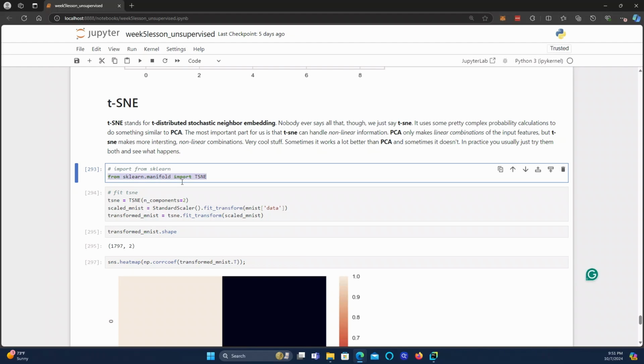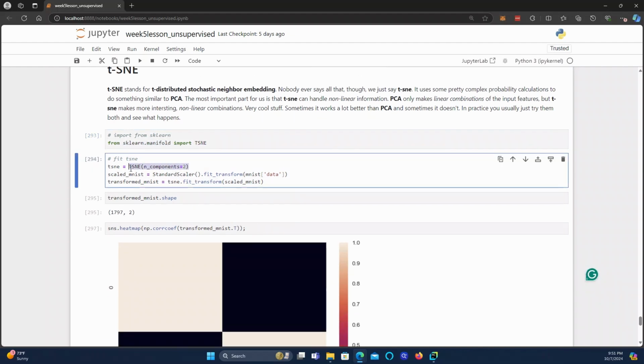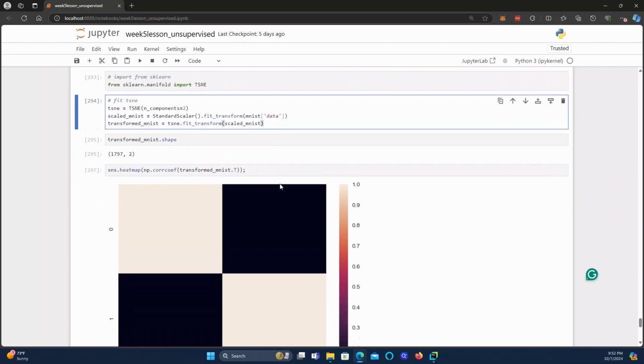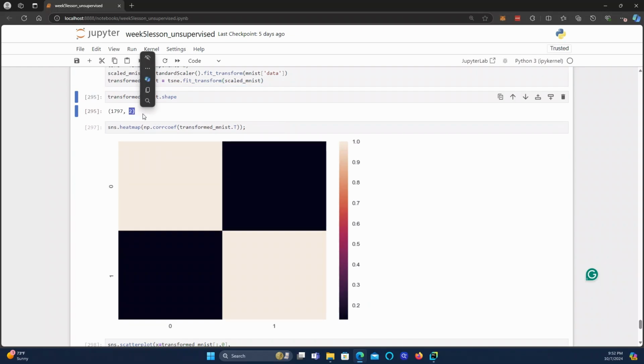So to perform t-SNE, you go from sklearn.manifold import TSNE, T-S-N-E. Then you fit that. I fit it with 2 components, which I believe is the default. Now you need to scale the data using a standard scaler before you fit the t-SNE. So I've got StandardScaler.fit_transform on the MNIST data, the numbers, and then I'm doing fit_transform on the scaled data. And it's taken it down from 64 columns down to 2. And you can see there's no correlation between the 2 columns. This black is perfect 0, and this kind of creamy white color is perfect 1. So there's no correlation between these 2 features.